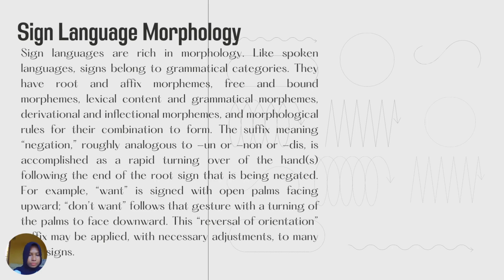For example, "one" is signed with open palms facing upward. "Not one" follows that gesture with a turning of the palms to face downward. This reversal of orientation suffix may be applied with necessary adjustment to many root signs.